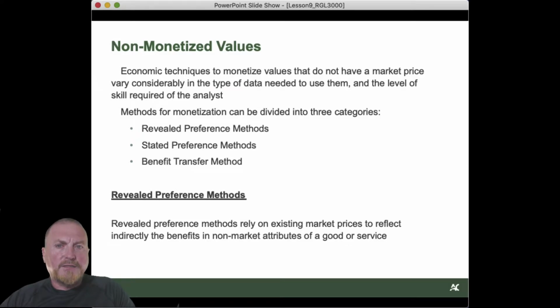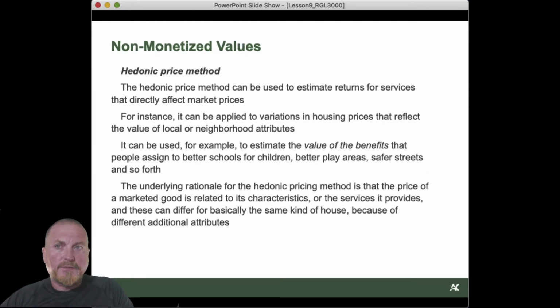Revealed preference methods rely on existing market prices to reflect, indirectly or surrogately, the benefits and non-market attributes of a good or service, okay? The first is the hedonic price method. This method estimates returns for services or benefits for services that directly affect market prices. For example, you can have two completely identical houses, let's say. Two three-bedroom houses, they're essentially identical, all right? But in one neighborhood the price of that house is $450,000. In another neighborhood, maybe not even all that far away, the price of that house is $525,000. Or $600,000, whatever the case may be. What explains the difference between those two things? All right? And we can be asking that question by saying, what value are people in that more expensive neighborhood placing? Why are they willing to pay more for that house?